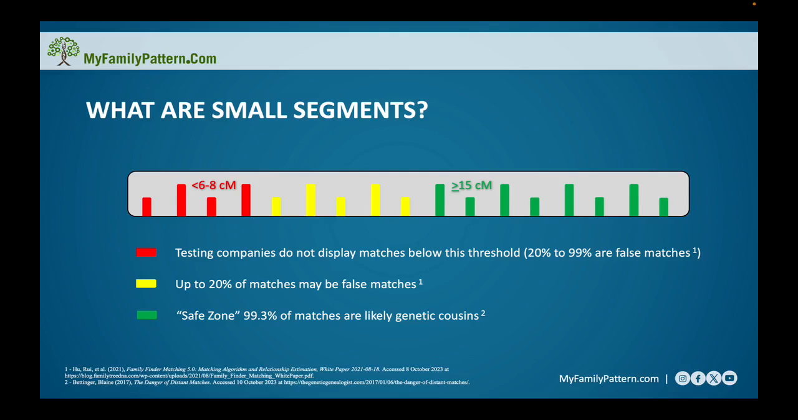However, there's this place in between the cutoff where testing companies don't show and this safe zone, anywhere from 6 to 8 centimorgans up to 15, where as many as 20% can be false matches. And there's obviously a good portion that are true matches, but it's difficult for us to discern which ones are true matches. I'm going to walk us through a point later on that will help us figure out which ones might actually be true matches and can help us in our genealogical research.